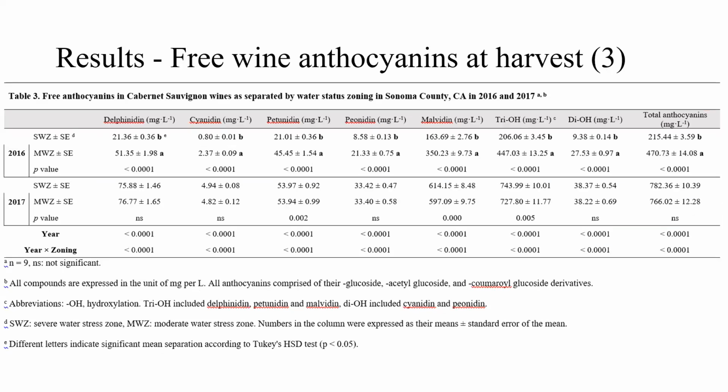And the difference is partially translated into wines. For anthocyanins, the moderately water stress zone had higher concentrations of all anthocyanin derivatives in 2016. All the compounds were more than 2 times greater in the moderately water stress zone than the severely water stress zone. However, there was no difference observed in any of these compounds in 2017. The overall concentrations of all these compounds were greater in 2017 than 2016. So we had a year effect here.